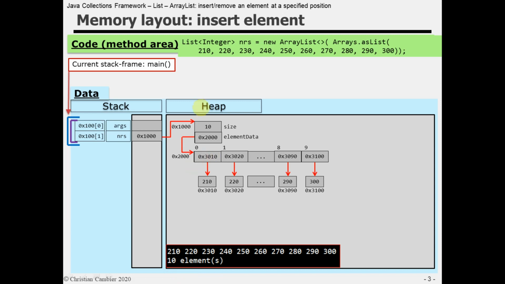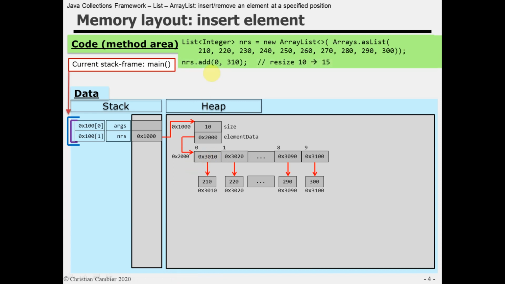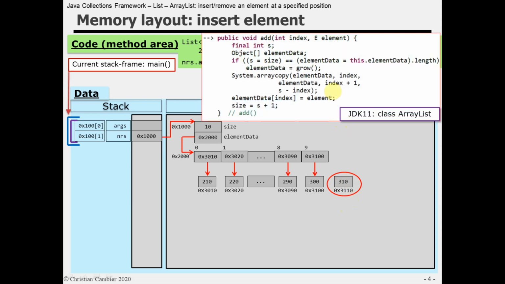Now let's add another integer constant, 310, at the first position, position 0. Before the actual add method is invoked, boxing makes that a wrapper integer object holding the value of 310 is created here at fictional address 3110, and then the overloaded add method of the ArrayList class will be invoked, the add method with the 2 parameters.